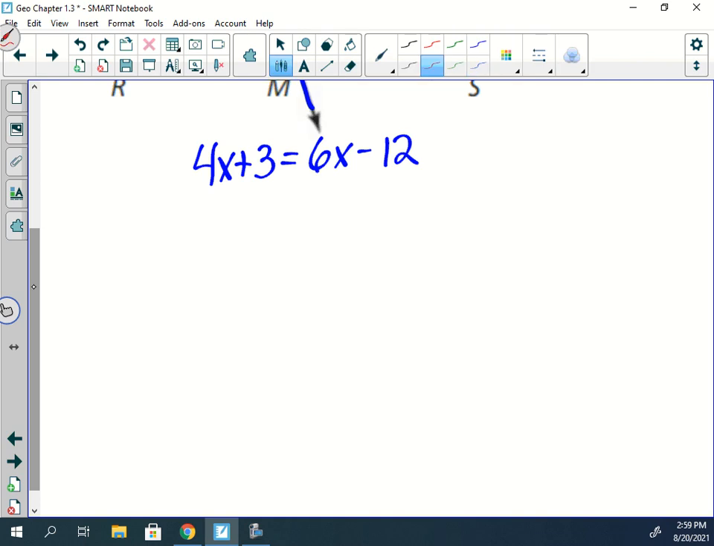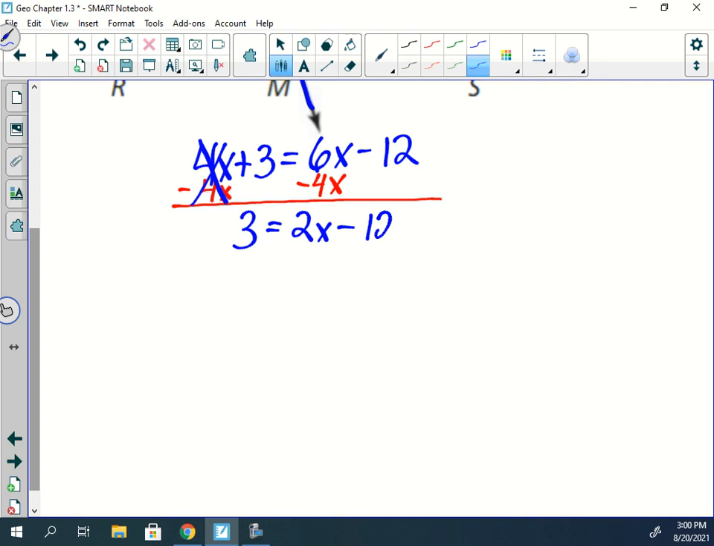Now the first thing we're going to want to do is to get the value of x by itself. So what we can do is subtract 4x from both sides. I try to keep the value of x positive if I can. Focus up here. So our 4x minus 4x is going to give us 0, which brings down the 3. Our 6x minus 4x would give us 2x minus 12.